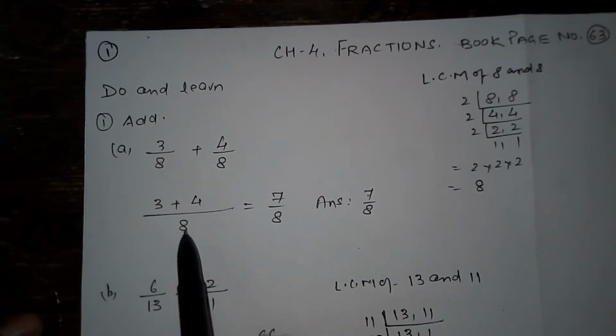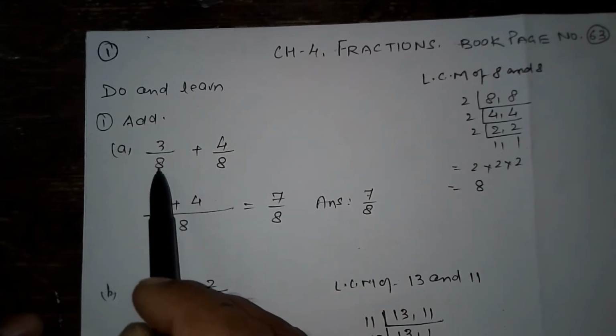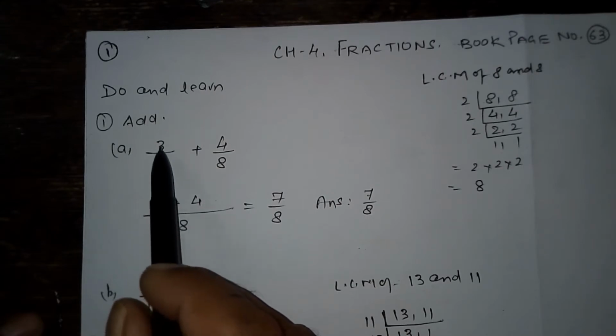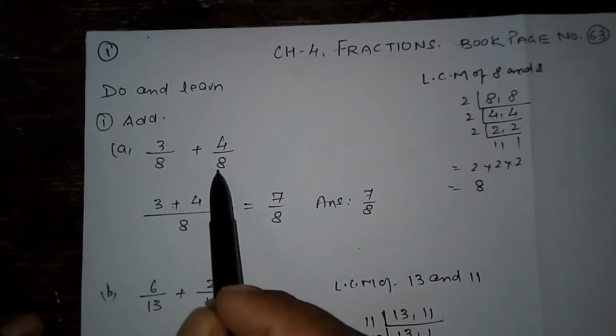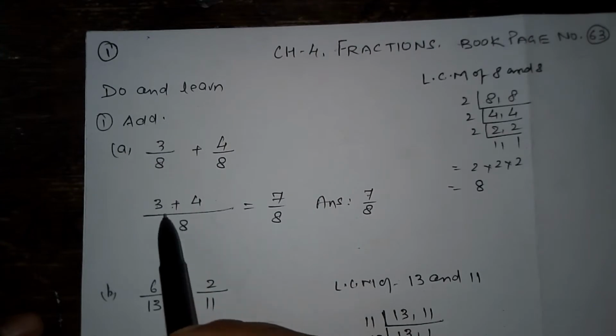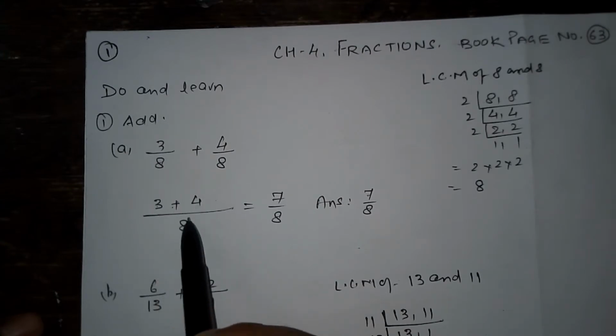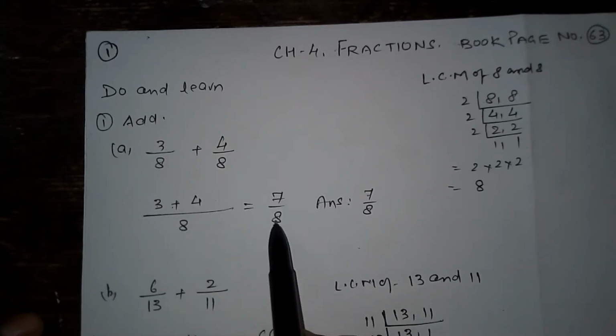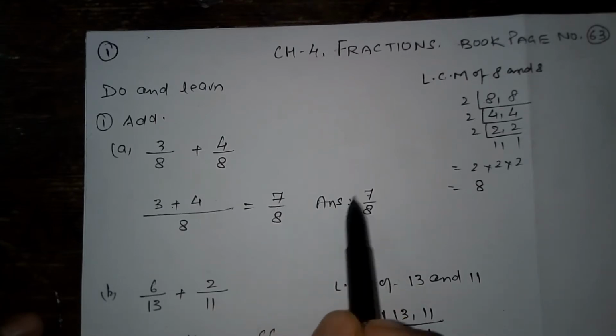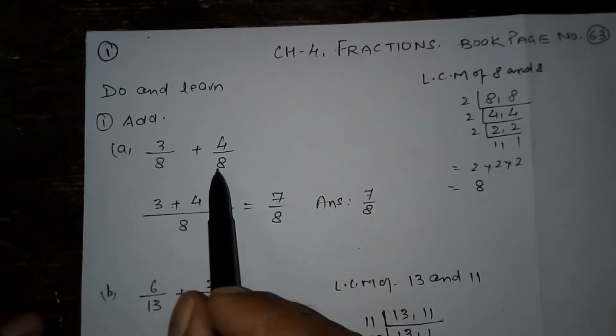Then after, what will you do? 8 upon 8, 8 divided by 8, you will get 1, and 3 ones are 3, plus 8 upon 8 divided by 1, 4 ones are 4. It will give you 3 plus 4 upon 8. 3 plus 4 is equal to 7 upon 8. 7 upon 8 is the required answer of the given question.